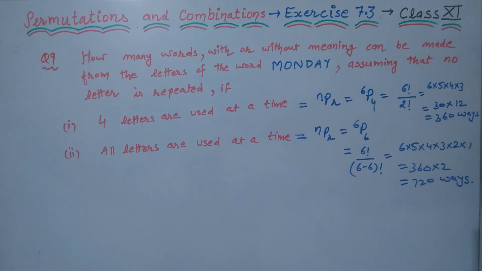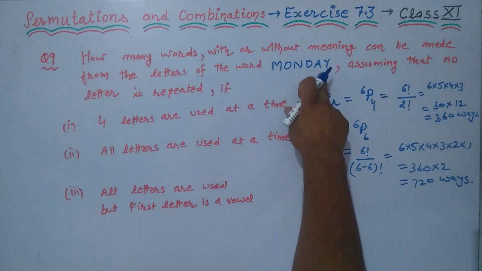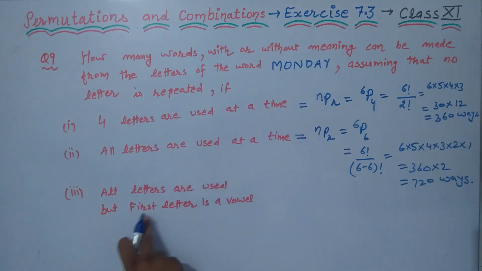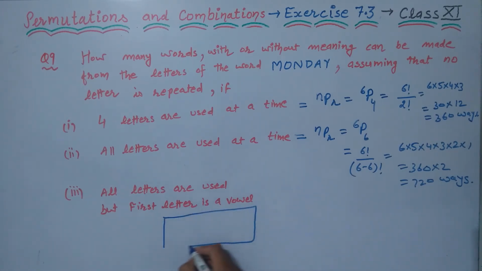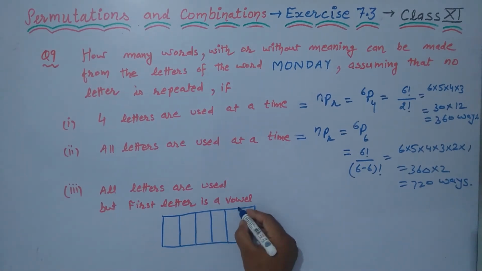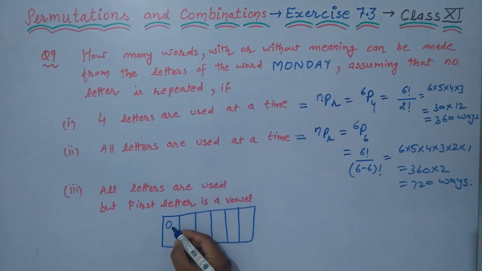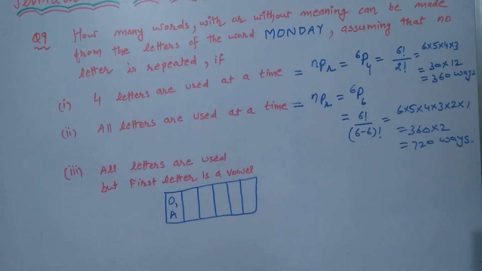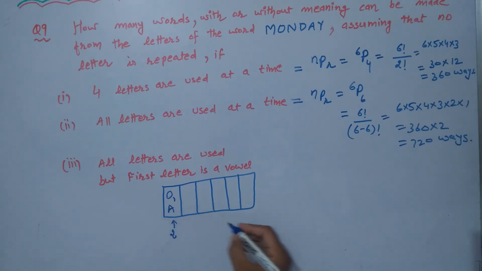Now coming to the next part. In the next part, all letters are used. That is, out of 6 letters we are using 6 letters, but the first letter is a vowel. So here we have the box: 1, 2, 3, 4, 5 and 6. First letter is a vowel. That means here we can enter either O or A. Only 2 choices are here. To fill the first letter, we have only 2 choices.